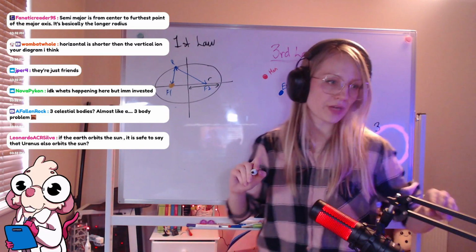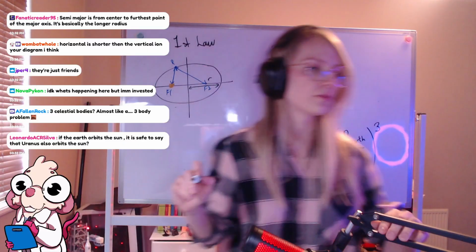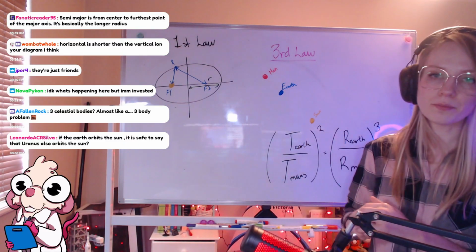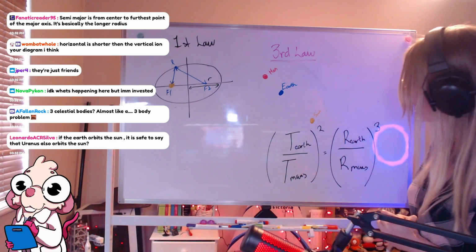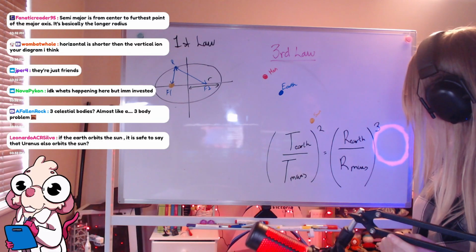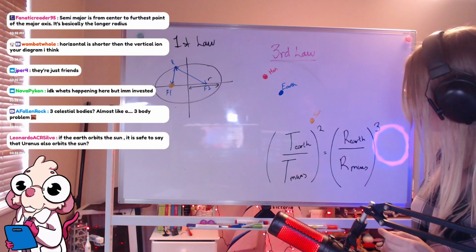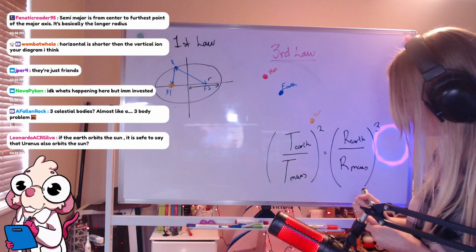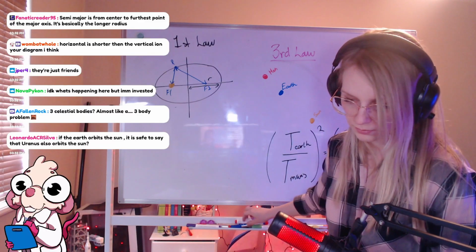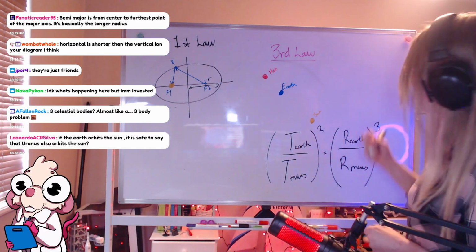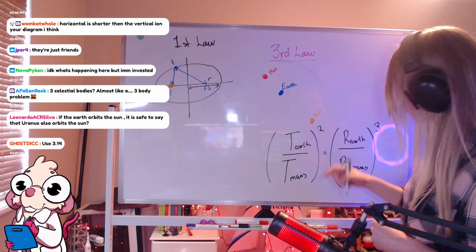Probably shouldn't be using radius because technically it isn't a circle, but what do we think? Did I interpret that sentence correctly? I think I did. We can rearrange that equation. We can bring one across the other.